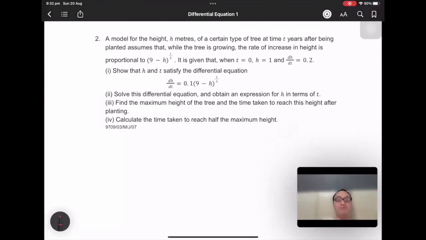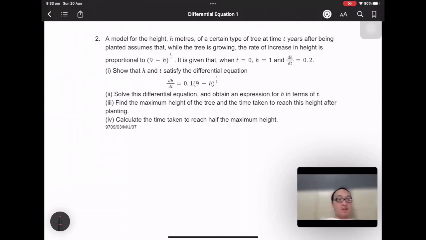Number 2. A model for the height of a certain type of tree, h meters at time t years after being planted, assumes that while the tree is growing, the rate of increase of the height is proportional to (9 minus h) to the power of 1/3. Given that when t equals 0, h equals 1, and dh/dt equals 0.2, show that it satisfies the differential equation.